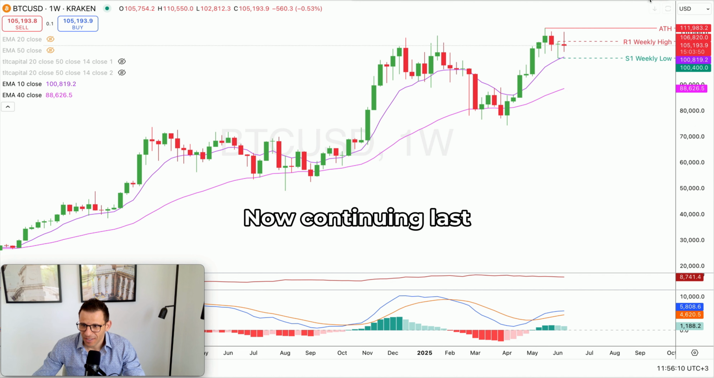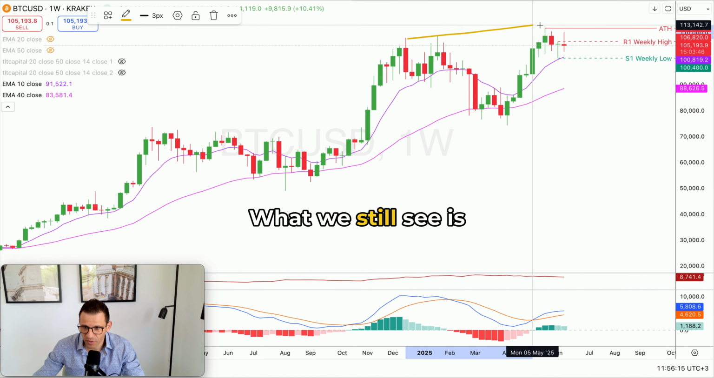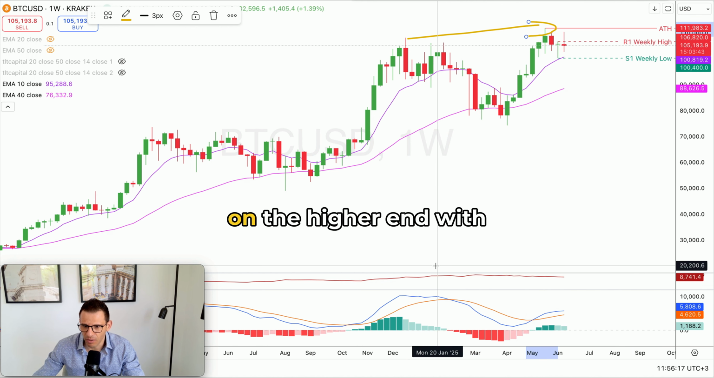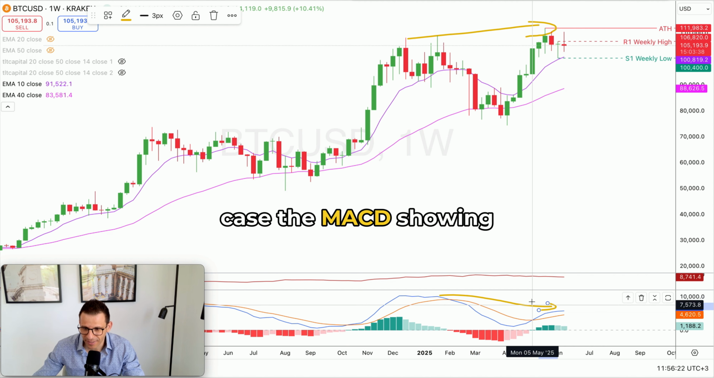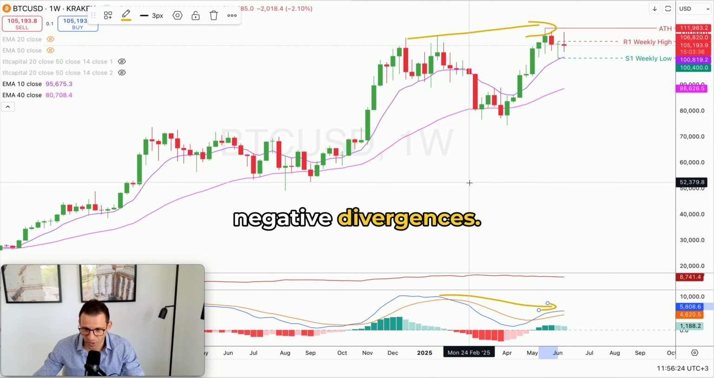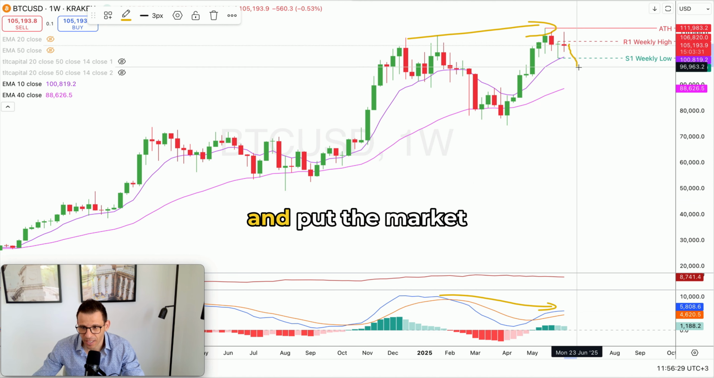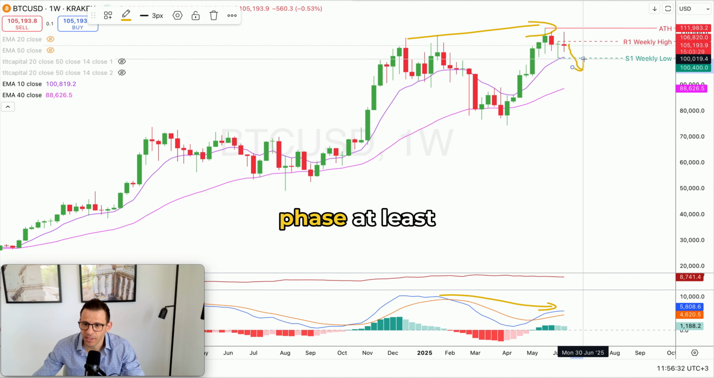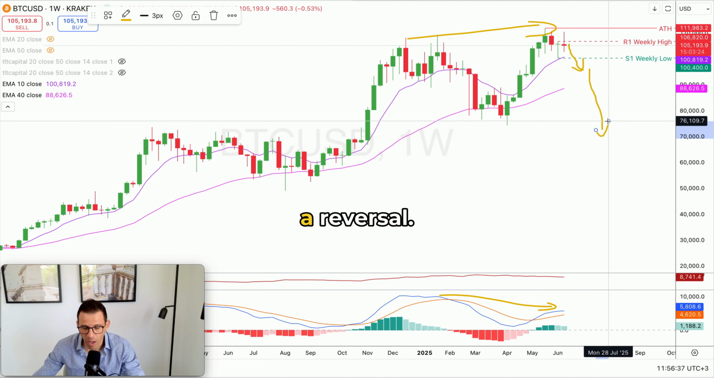Now, continuing last week's charting, what we still see is the price on the higher end with the indicator, in this case the MACD, showing negative divergences. Now, this can first push the price and put the market in a retracement phase, at least temporarily, or it's going to continue for a reversal.